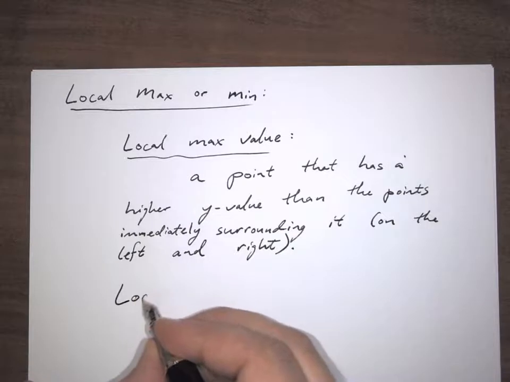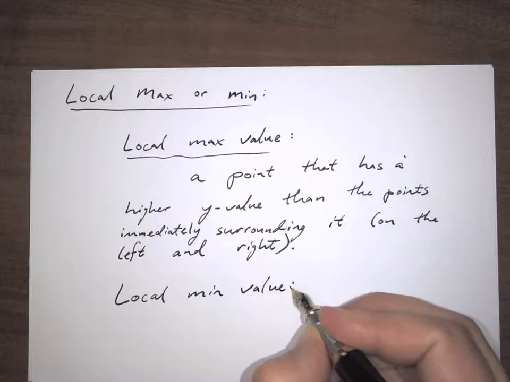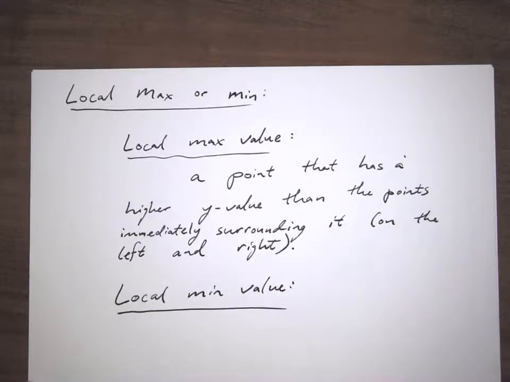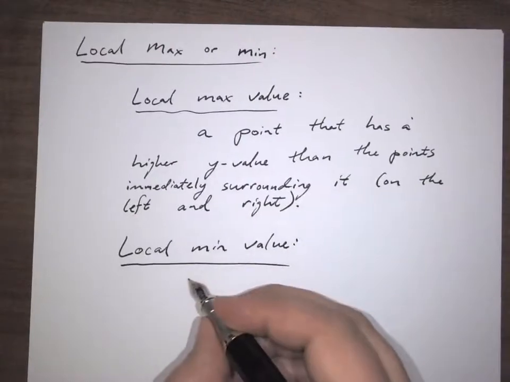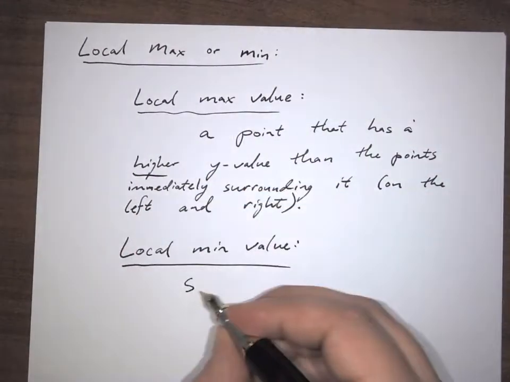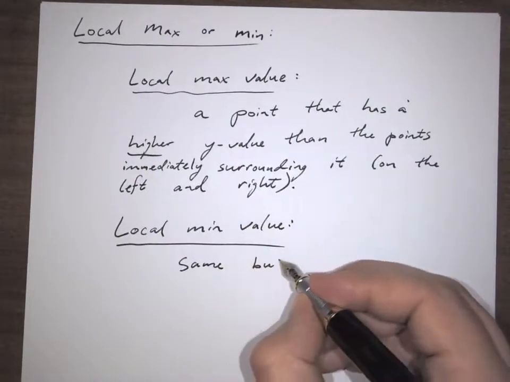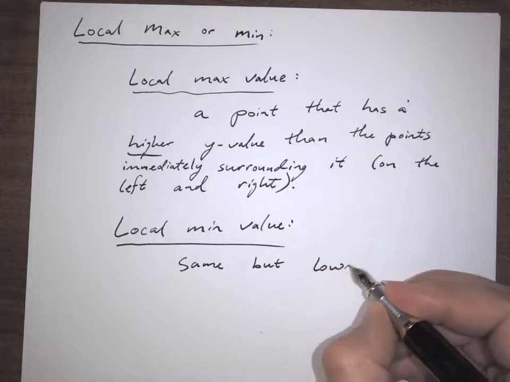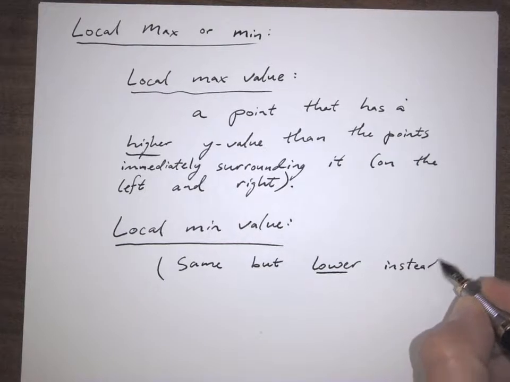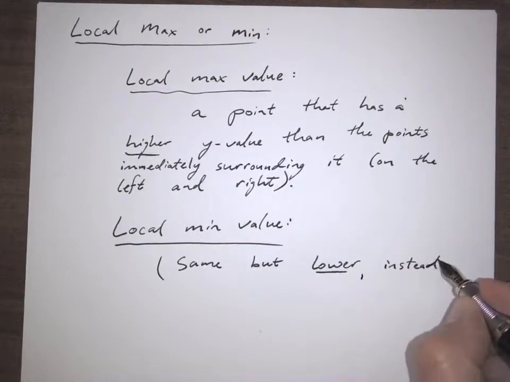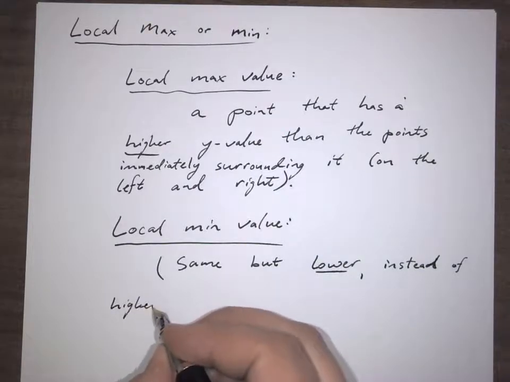A local min value is very similar, but it has a lower y value than the points immediately surrounding it. So same, but lower, instead of higher.